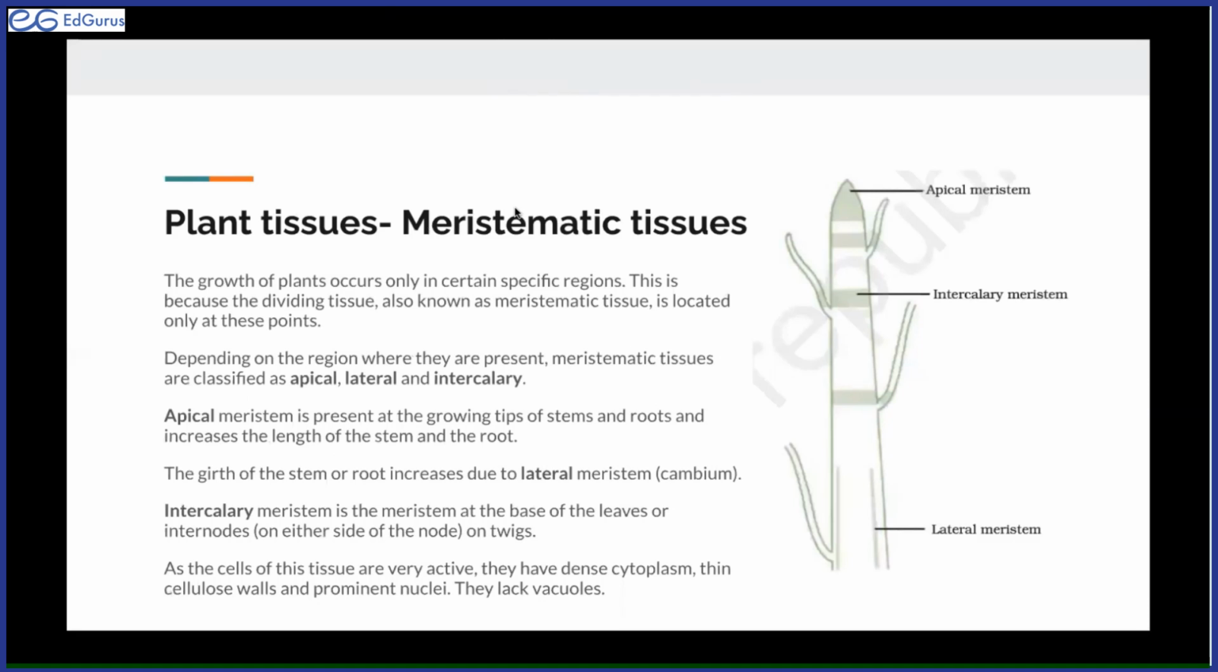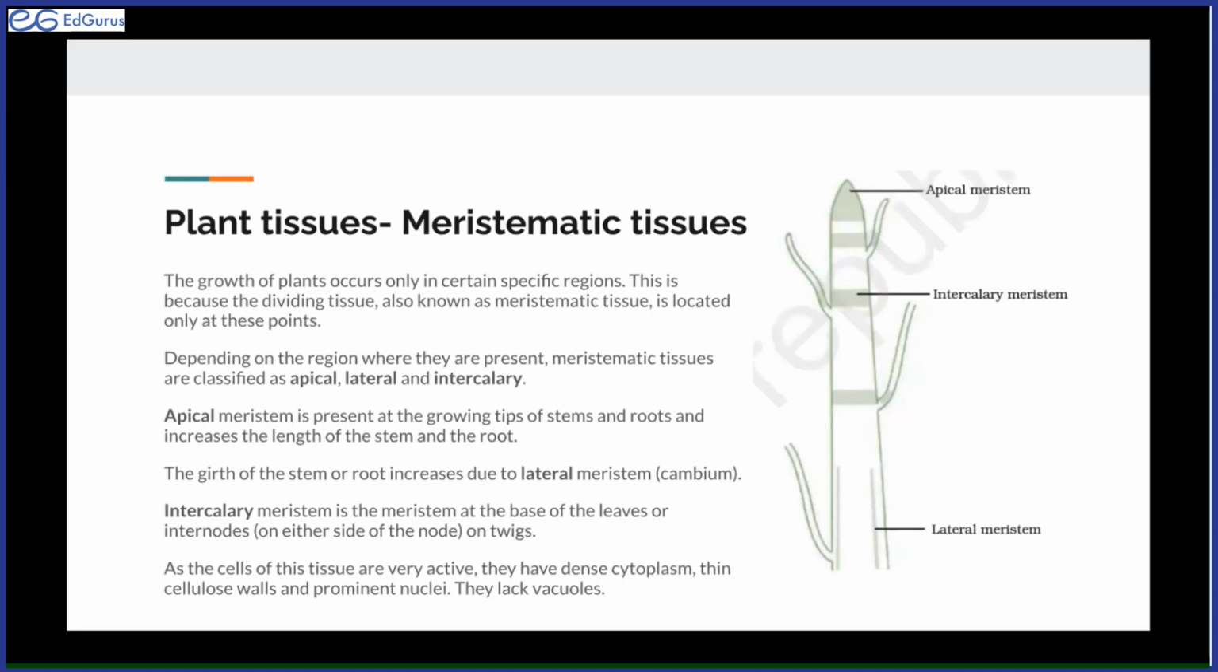For now, I'll start elaborating on one type of plant tissue, which is meristematic tissue. Now, I just said that the growth of plants occurs only in specific regions. This is because meristematic tissue is located at these certain regions. Now, tissues help in growth. So when tissues multiply or divide, then the plant grows. So wherever there's a meristematic tissue, that means this tissue is used for the growth of the plant. So this tissue multiplies so that the plant grows. That is what a meristematic tissue is.